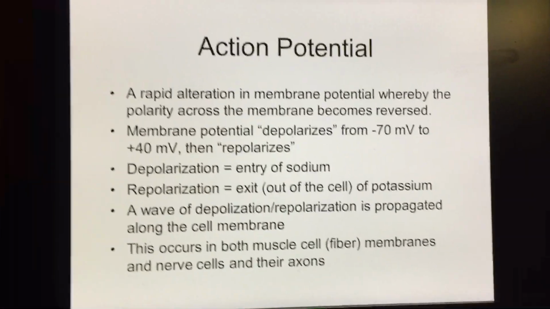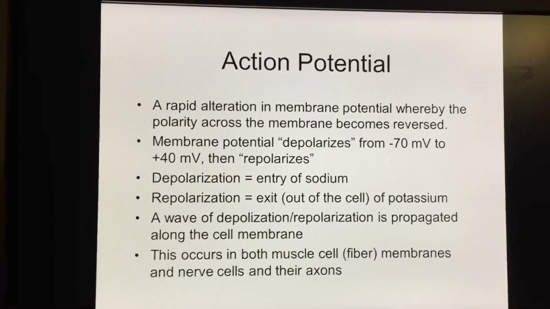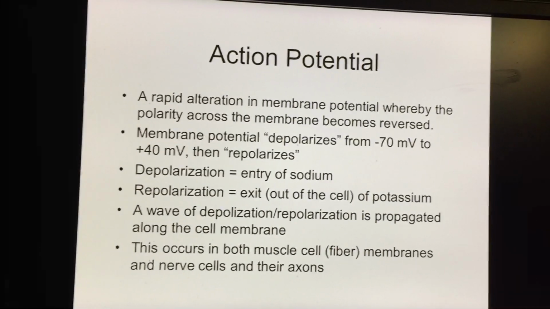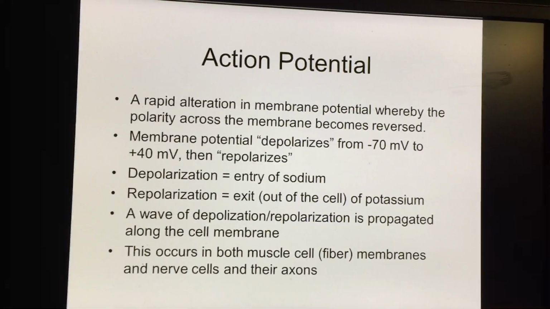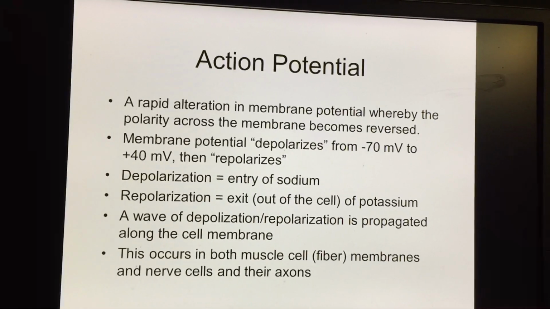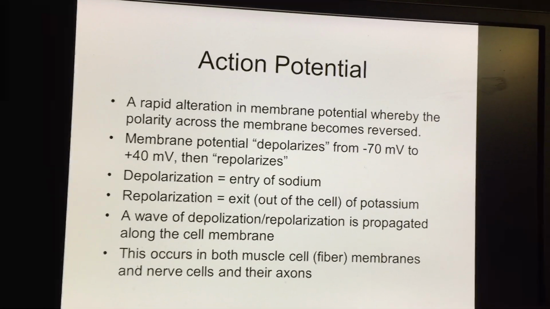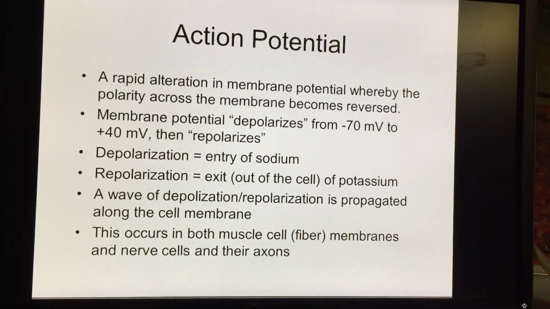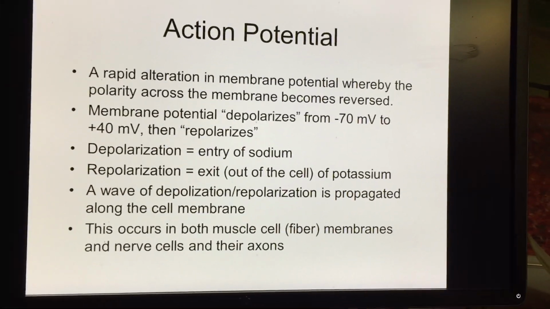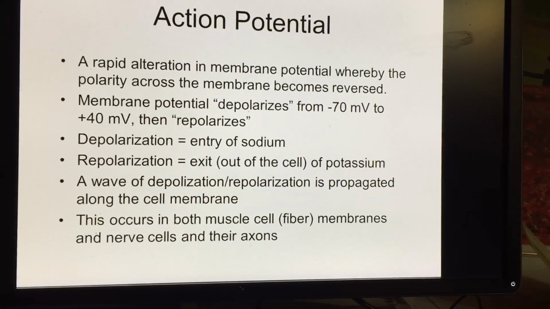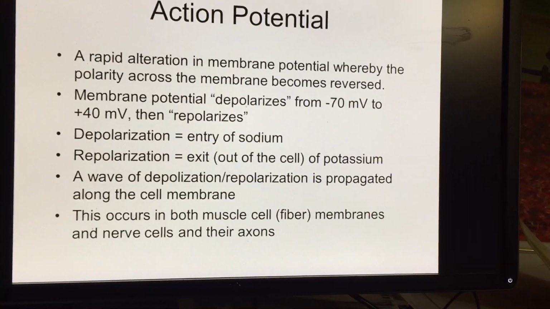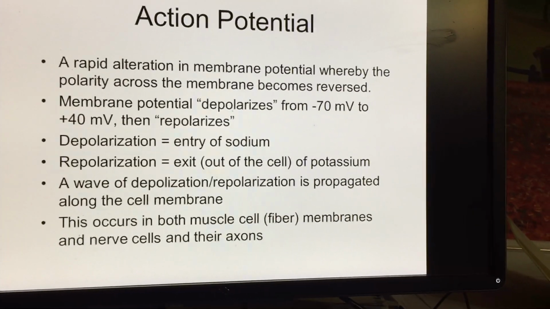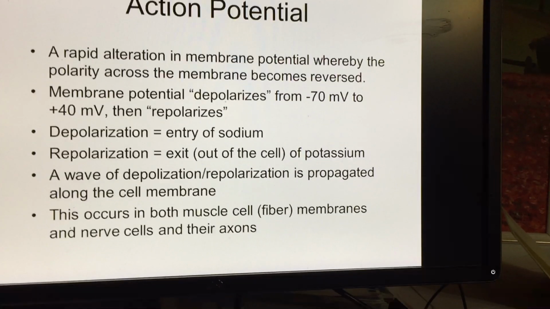So this is a bit of a summary here describing the action potential. So the action potential is a rapid alteration in membrane potential whereby the polarity across the membrane becomes reversed. So it goes from negative to positive. So the membrane depolarizes, goes from negative 70 millivolts to positive 40 millivolts, and then repolarizes. Repolarization refers to going back to negative.